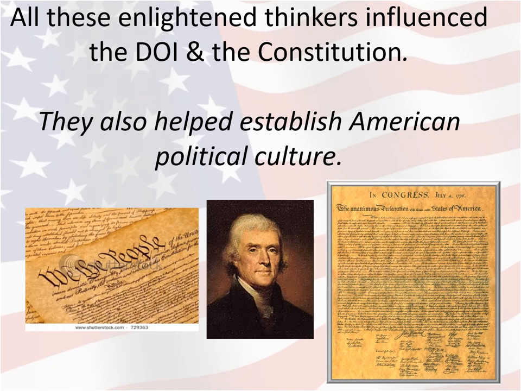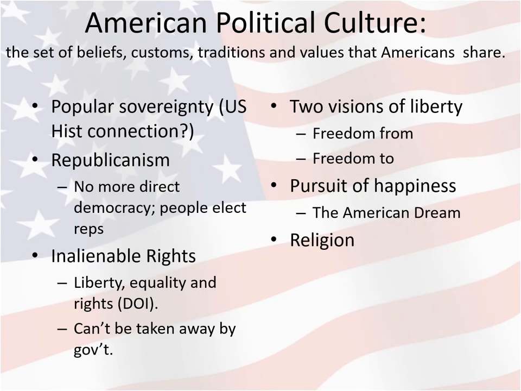Okay. Thanks, Enlightenment. So all of these enlightened thinkers not only influenced the Declaration of Independence, but they also influenced the Constitution. Like we just said, Montesquieu is separation of powers. We see that in Article 1, devoted to Congress, Article 2, devoted to the executive branch, and Article 3, devoted to the judicial branch. But they also helped to establish American political culture. When I say American political culture, and hopefully you're with me on your note-taking guide number three, I'm talking about a set of beliefs, customs, traditions, and values that Americans share. For example, Americans believe, for the most part, that our country is kind of the best. Customs and traditions can include the fact that we have a two-party system, essentially, always have, and dare I say, always will.